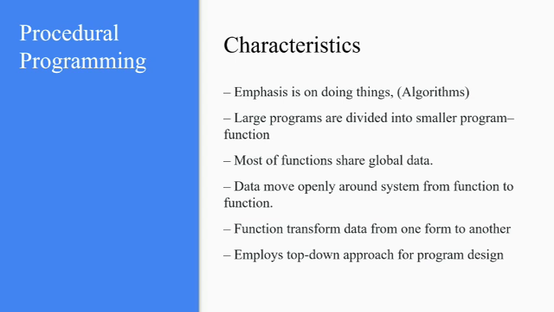Now the procedural programming characteristics: the emphasis is on doing things, like algorithms. Algorithms are basically a set of procedures which you need to follow to get a specific task done. Large programs are divided into small program functions. This is already told: if there is a bigger problem, you can divide it into smaller, easier parts and tackle the problem one by one. Most of the functions share global data. This is also an important point. Like I told before, the data is global, which means it can be accessed by any function. Data moves openly around the system from function to function, which means, for example, in that student program, right?